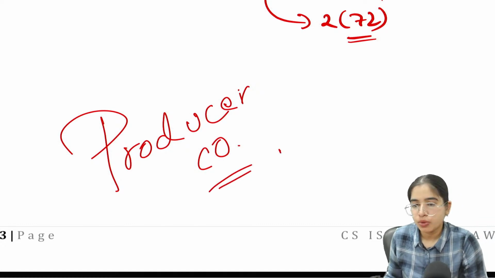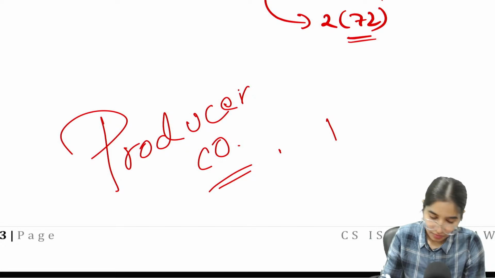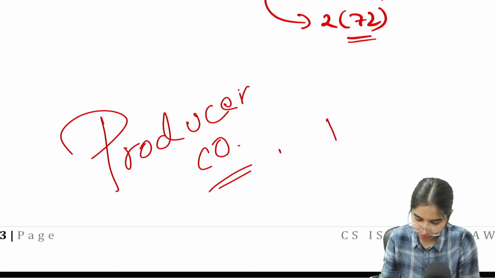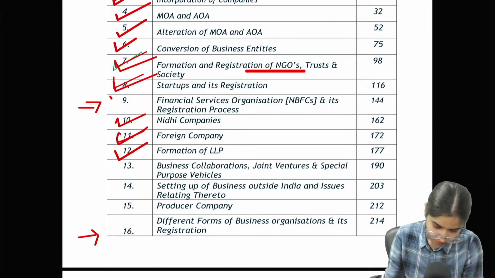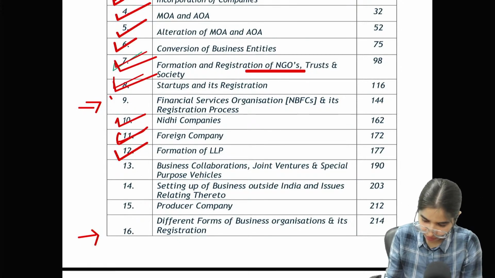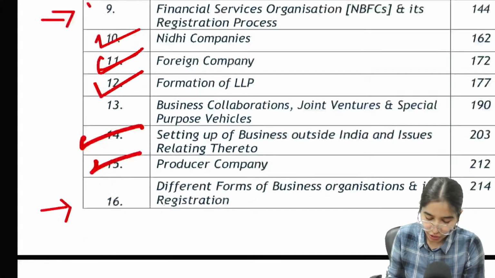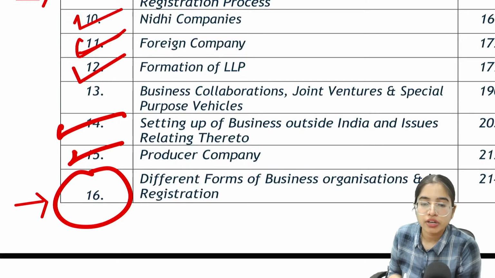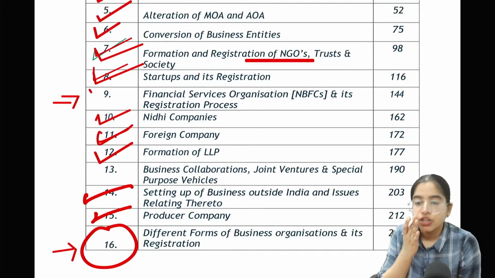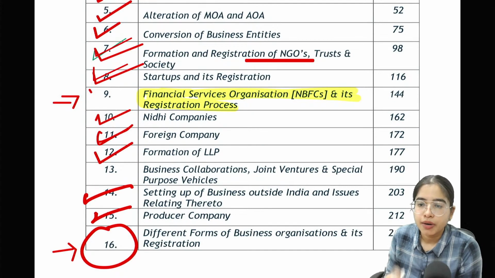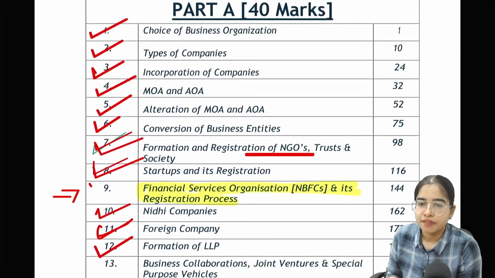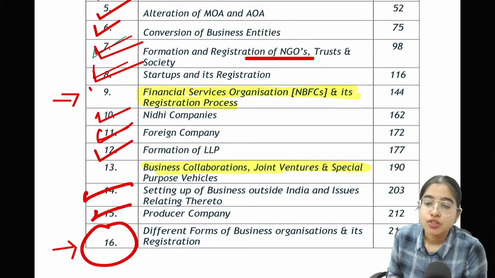Now we will start with one more topic, that is different forms of business organization and its registration. See, two chapters are left. Number one is NBFC and number two is business collaboration. So I'll put a video of this.